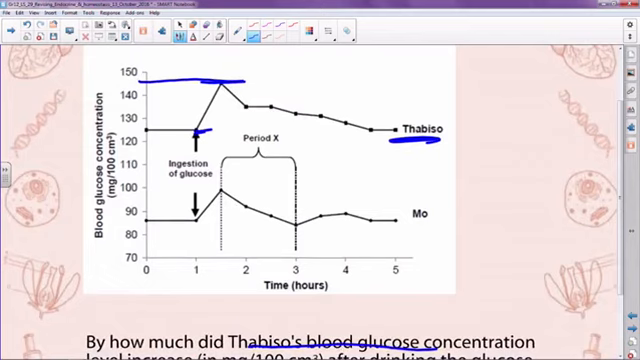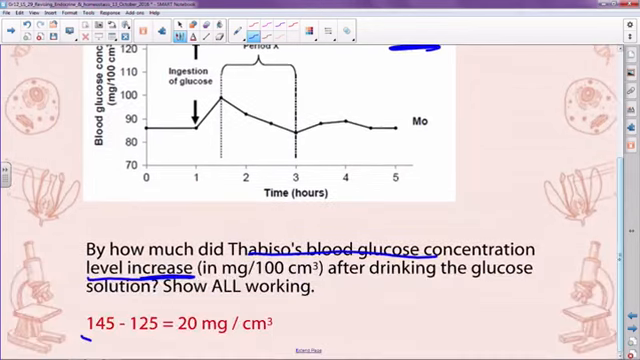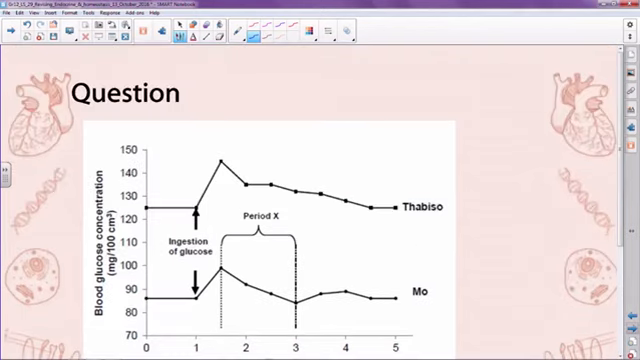So it's 145, you minus 125, because that's what you began with. So you take 145, you minus 125, and you're going to end up with 20 milligrams per centimeter cubed. Okay? That is your answer. Make sure that you've given everything, because they're going to check. They most probably will mark all three of them. So concentrate when you get a question, especially when they tell you, show all working out.